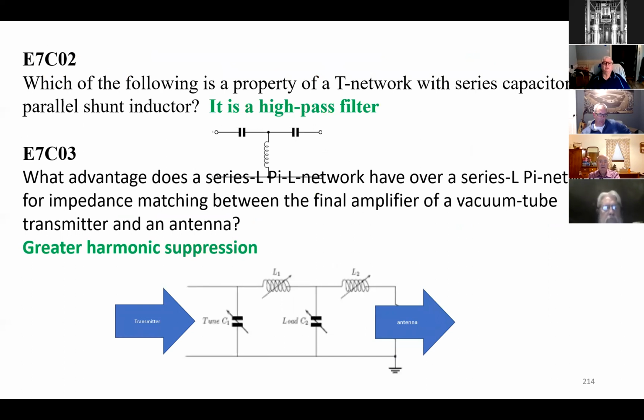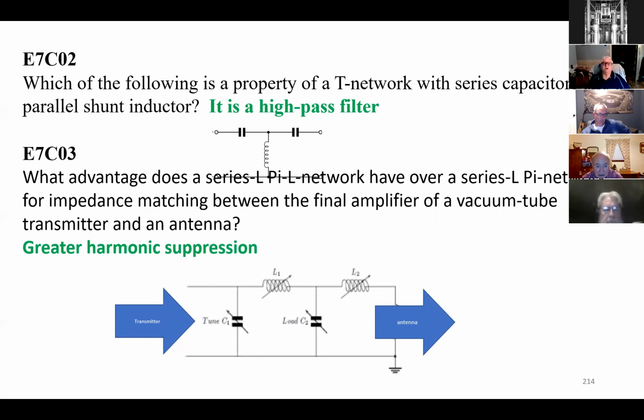All righty. Which of the following is a property of a T network with series capacitors and a parallel shunt inductor? It is a high pass filter. And there again, in this drawing, they're showing two capacitors going between the input and the output with an inductor or coil going between the two capacitors and the ground, or the common.